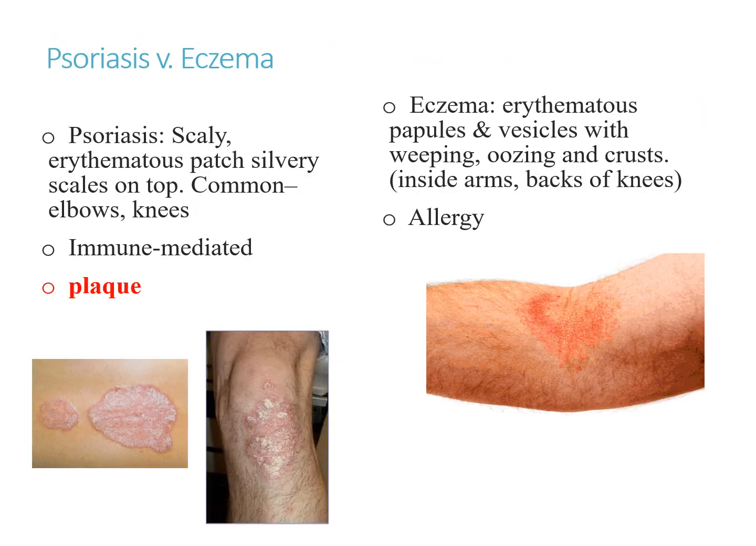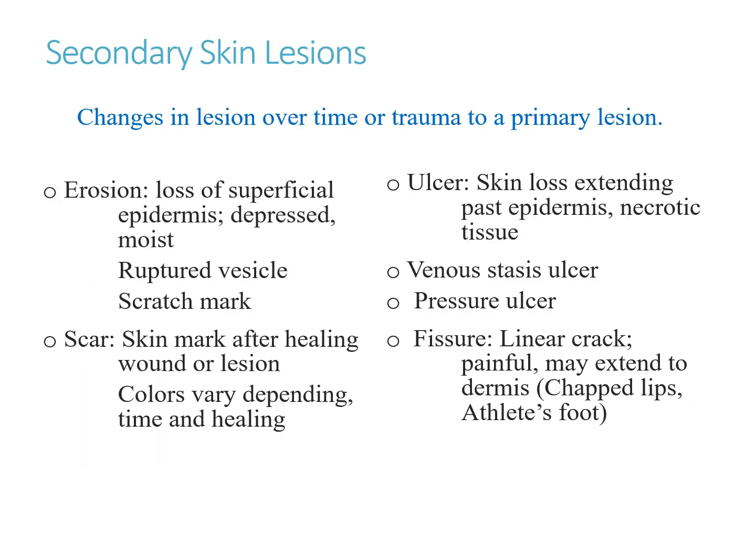So another picture of psoriasis versus eczema. Psoriasis is that scaly, silvery patch that's immune mediated. Eczema is erythematous, which is redness and warmth. Maybe even having vesicles if there is an allergy. So secondary skin lesions are the stretch marks, the scars, the ulcers, venous stasis ulcers, and pressure ulcers.